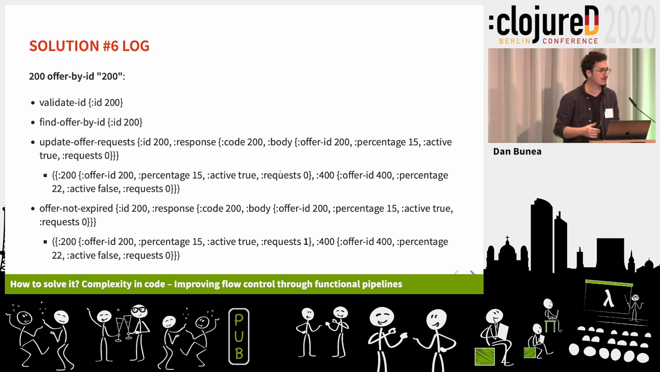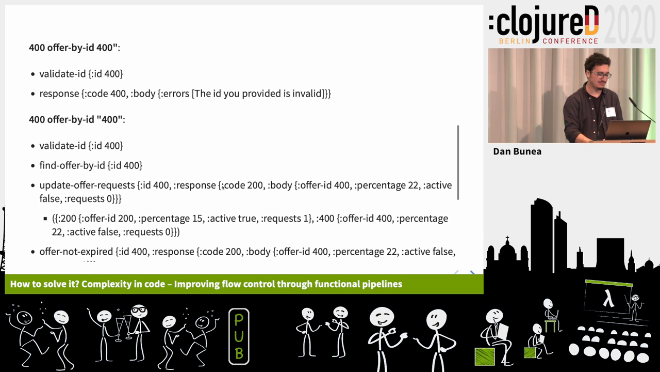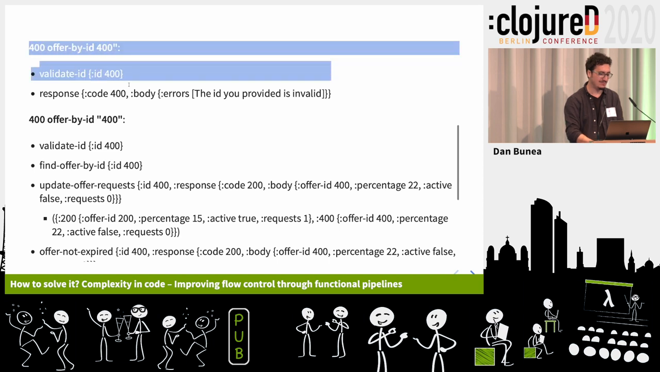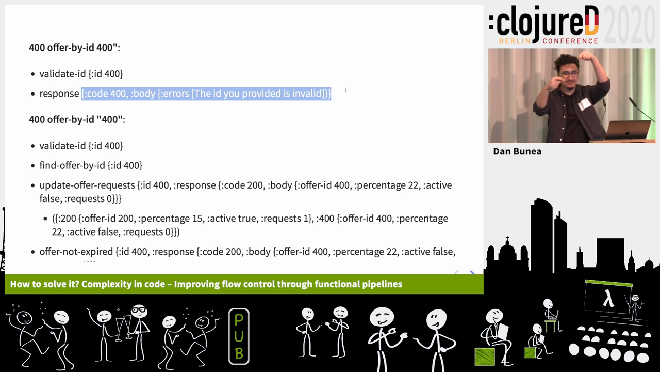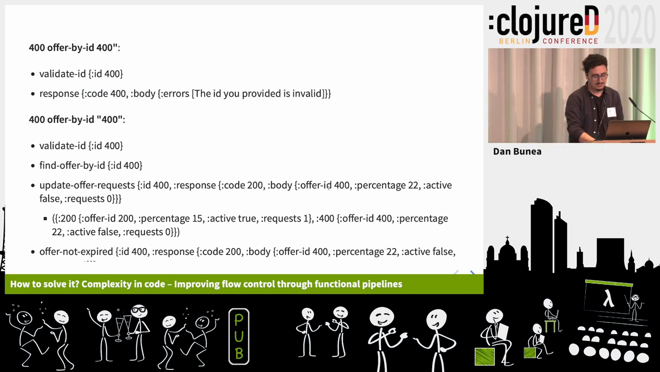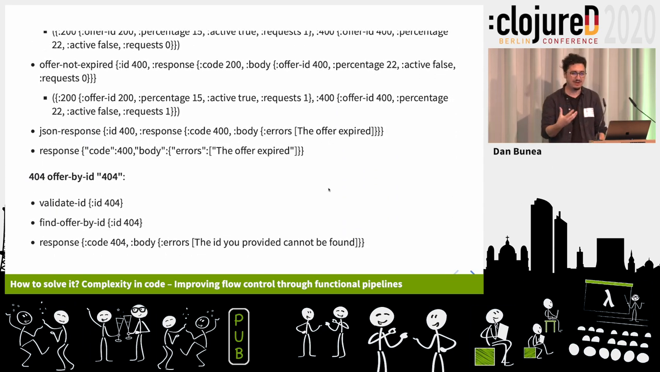So logging, as you could see, can be done without changing the code, just injecting it in the pipe. And you can get rid of it, put it in whenever you want. And this is how, for instance, look at this, 400. Validate, directly to response. So it means it didn't execute the extra steps. So that's why I like it. And in terms of logging, I would say it's fairly good.